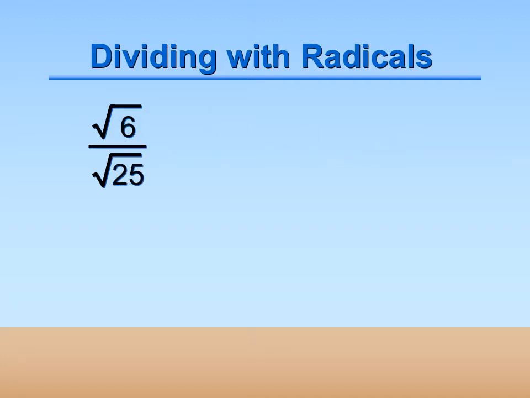What about the square root of 6 over the square root of 25? Well, we're not even going to use our property. You can recognize that the square root of 25 is just 5. You didn't have to divide. All you did was state that the square root of 25 is 5, and now you no longer have a radical in the denominator. Stop. You're done. You don't have to do anything else. Just leave it like that.